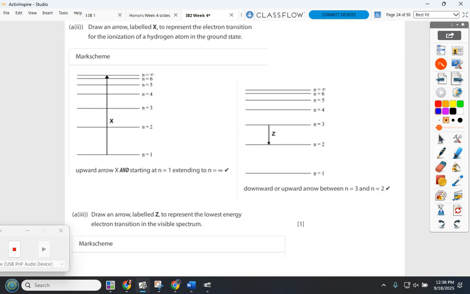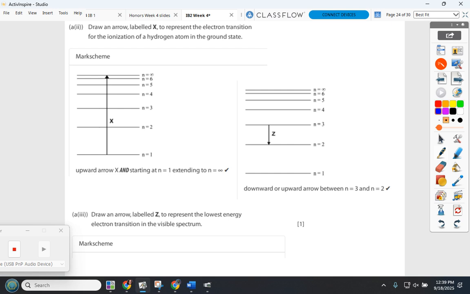Okay, the arrows should have been in these places. I want to note that the first arrow that they ask for, and just ignore these numbers because it's numbered differently in the question bank, says draw an arrow to represent the electron transition for the ionization of a hydrogen atom in the ground state. So this one specifically needed you to go from n equals 1 to n equals infinity with an up arrow, to show that you're increasing the energy of the electron.